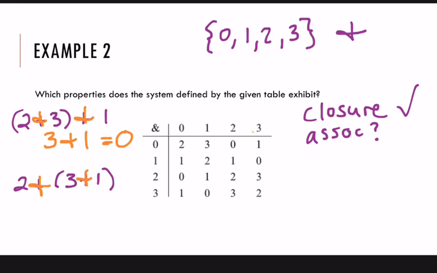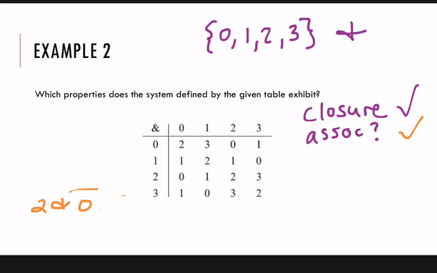Now 3 and 1. 3 and 1 is 0. And 2 and 0, 2 and 0 makes 0. So at least in this case, these match, and then if you wanted to make a conjecture at this point, we're going to make a conjecture that this is an associative system. And if I remember correctly, I think this one does turn out to be associative.